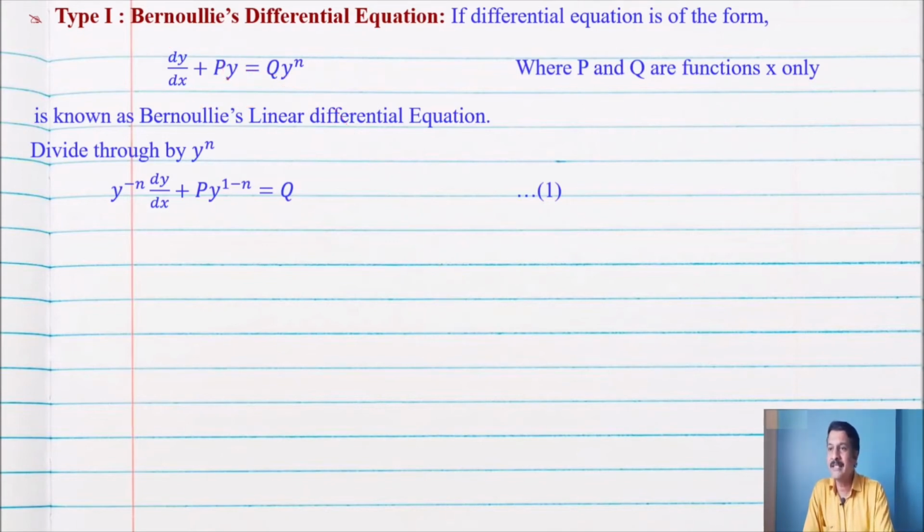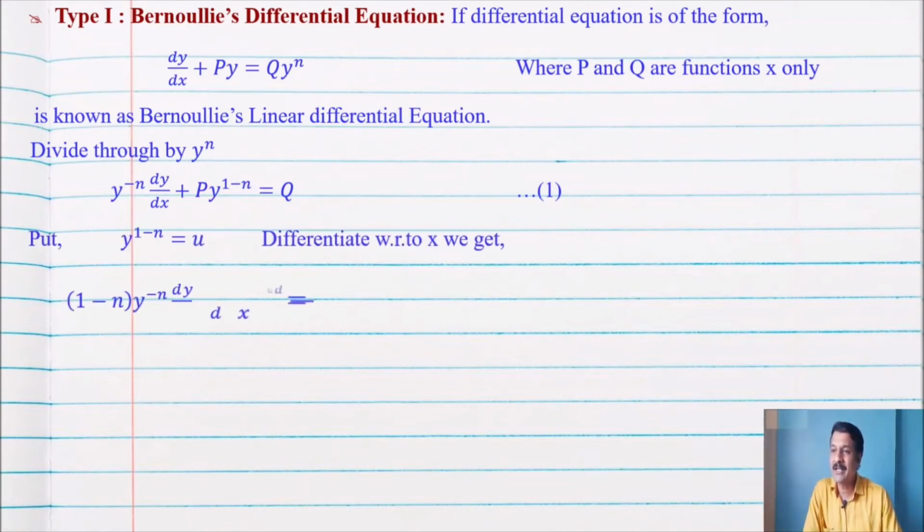So observe that this y in the Bernoulli's linear differential equation changes by this step to y raised to 1 minus n. Whatever it changes to, that is your substitution. It means this y changes, so that is your substitution. So what is the substitution here then? Put y raised to 1 minus n equal to u.